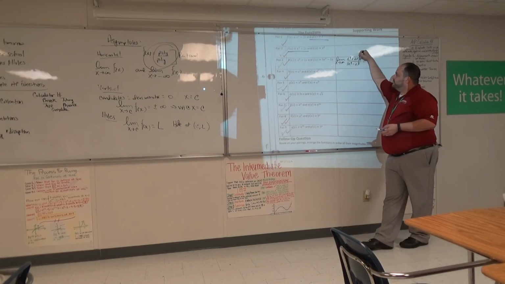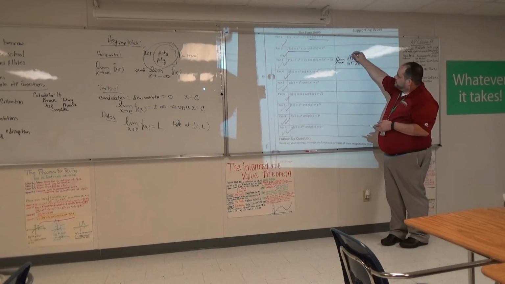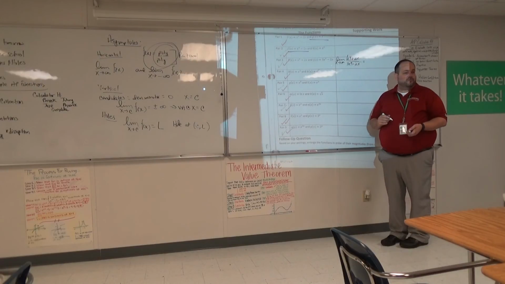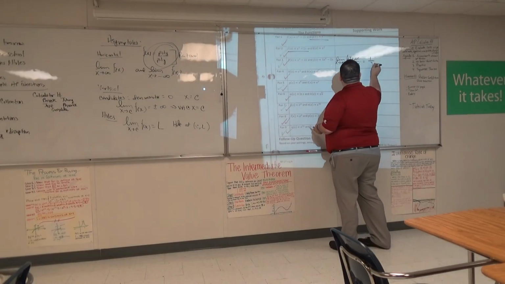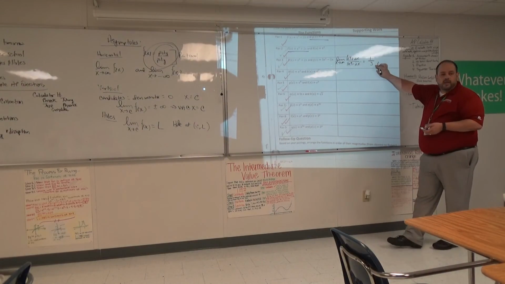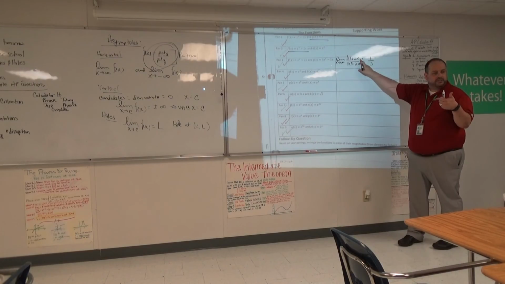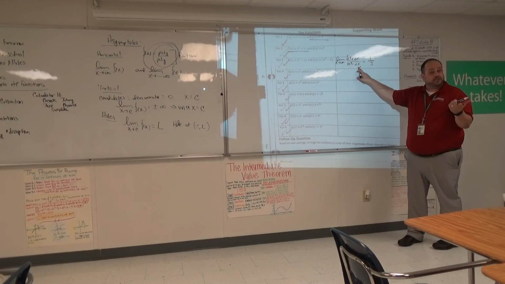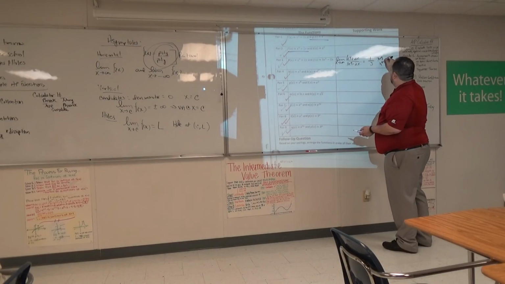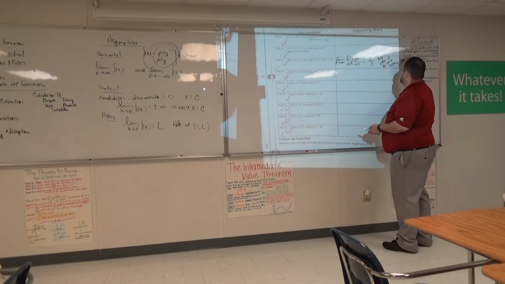X to the 4th plus 2x over 3x to the 4th minus 2x. We're taking the limit as x approaches infinity. The answer is 1/3. The degrees are the same, so you look at the leading coefficients, and the answer is 1 over 3. The conclusion: the functions are growing at the same rate. If you get infinity, the top grows faster. If you get 0, the bottom grows faster. But if you get a number, they grow at the same rate.